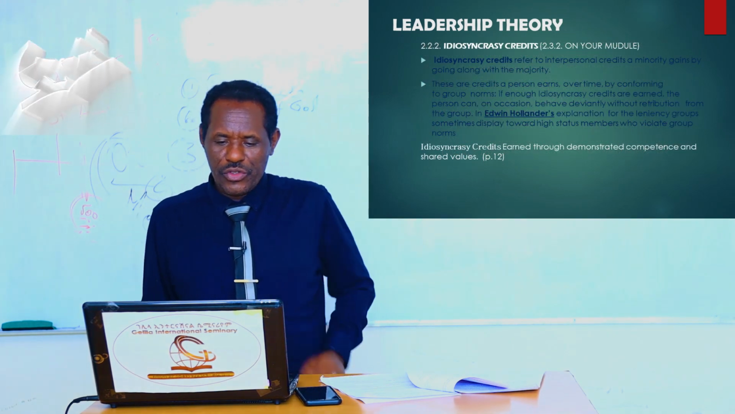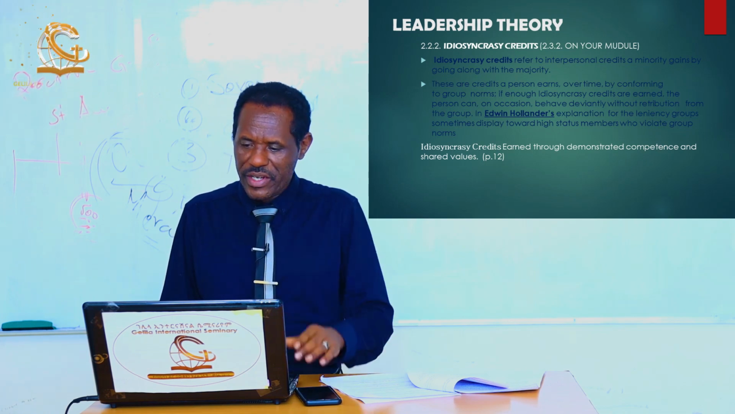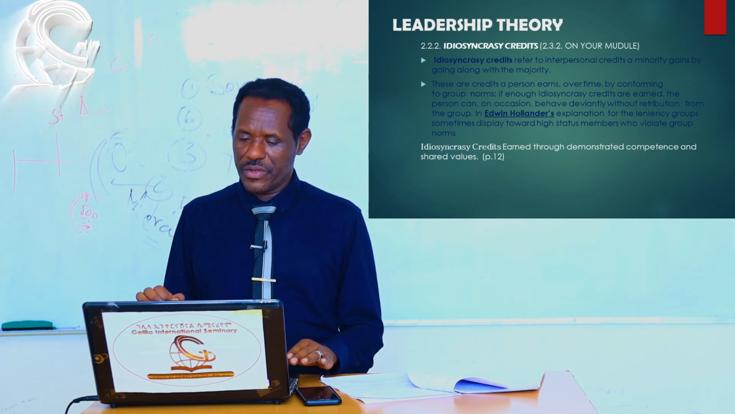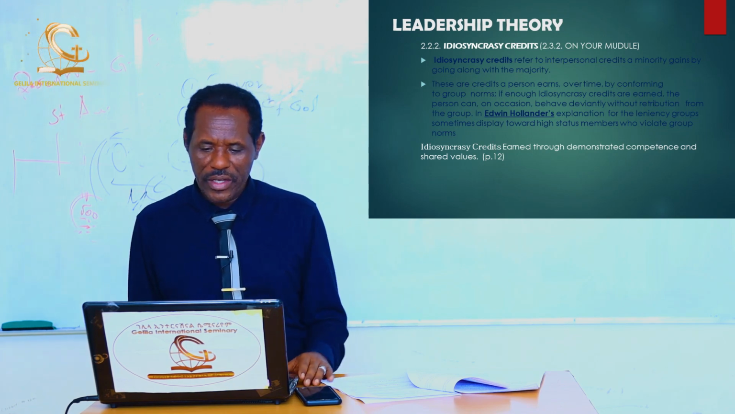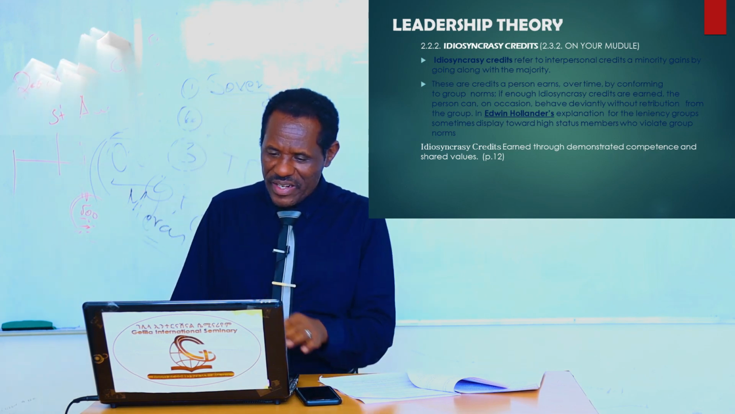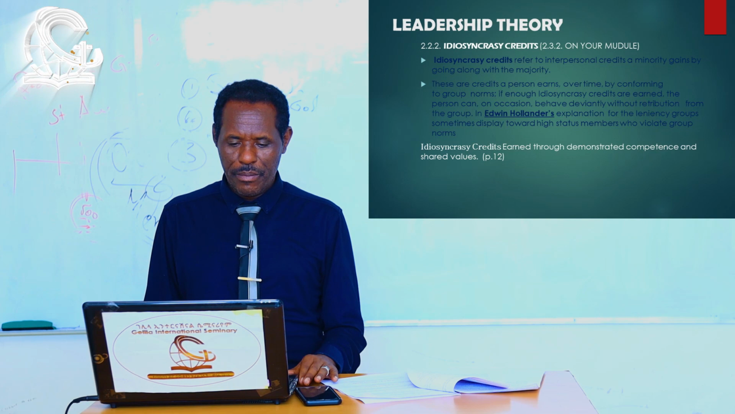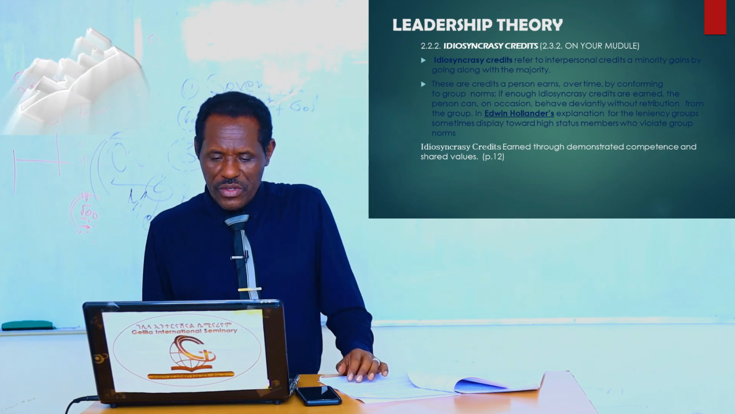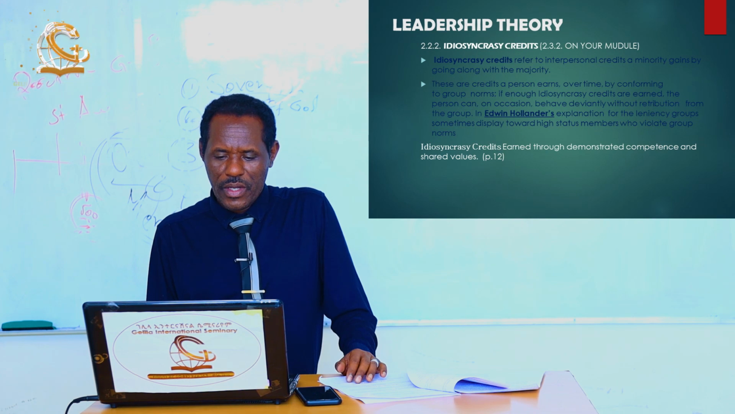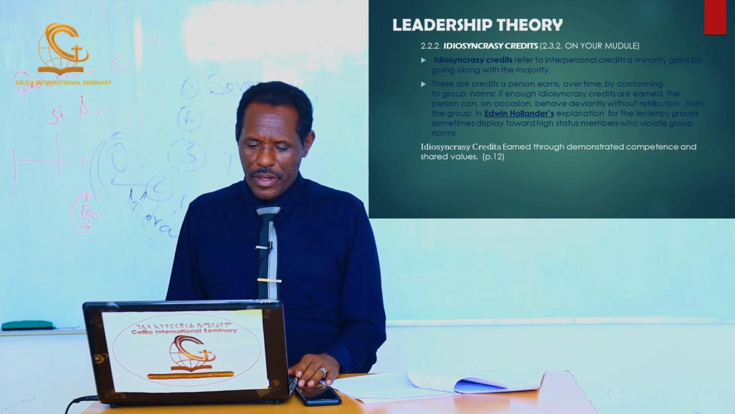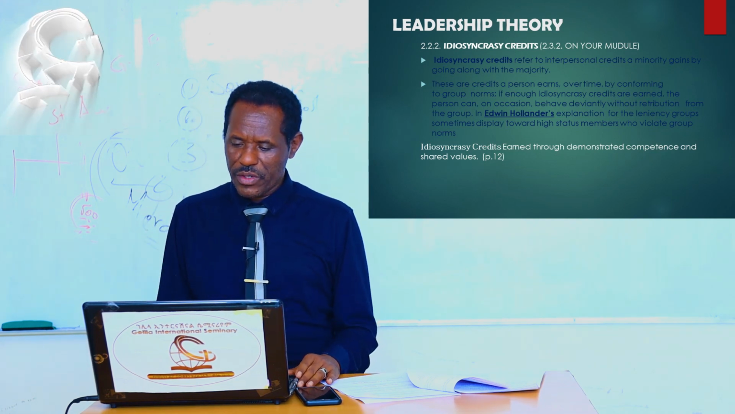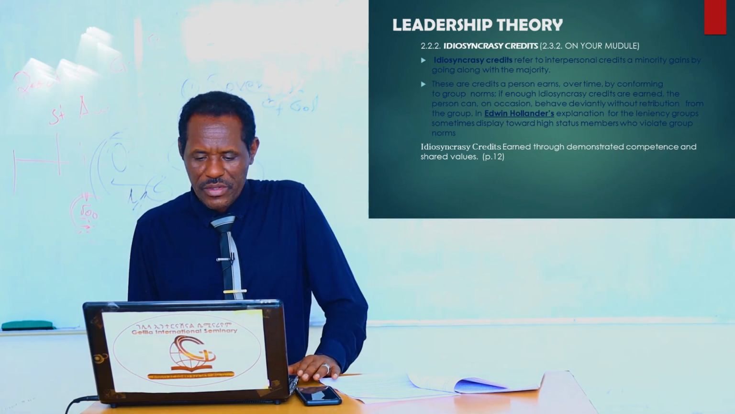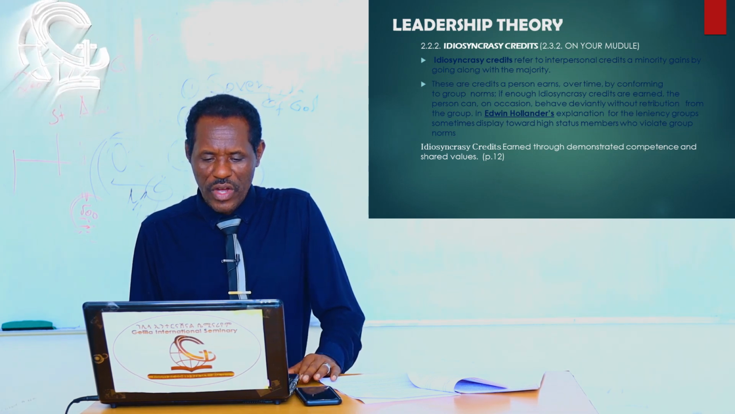The other one, idiosyncrasy credits. See page 12 of your module. Idiosyncrasy credits refer to interpersonal credits a minority gains by going along with the majority. These are credits a person earns over time by conforming to group norms. If enough idiosyncrasy credits are earned, this is the psychological value: the person can on occasion behave differently without retribution from the group. This is Edwin Hollander's explanation for the leniency a group sometimes displays toward high status members who violate group norms.